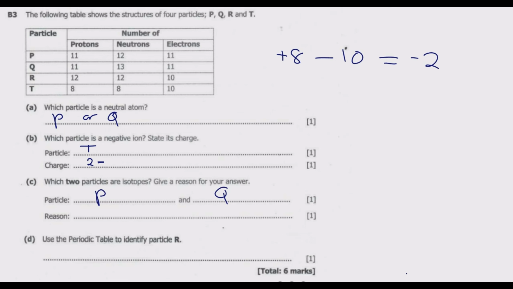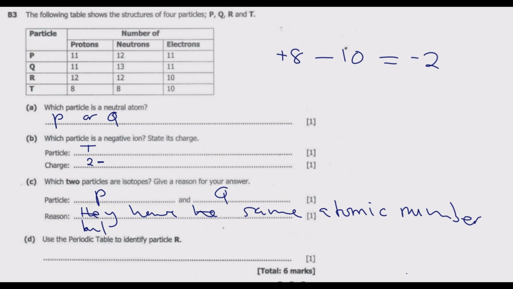Why? Because they have the same atomic number, which is the number of protons, but a different mass number, or a different number of neutrons.